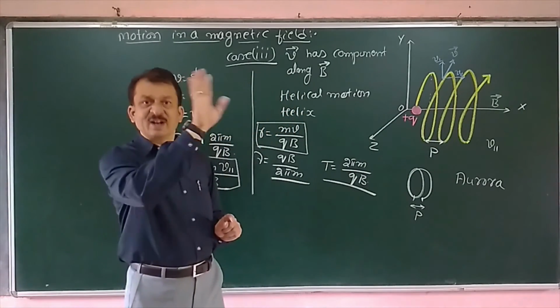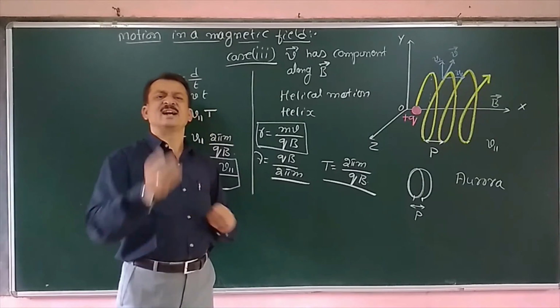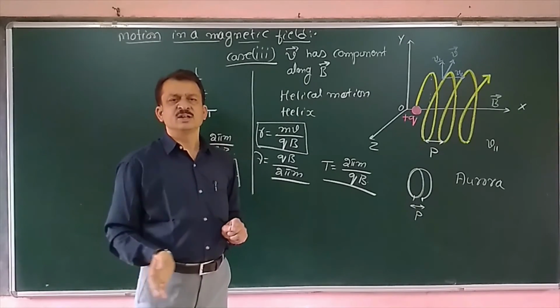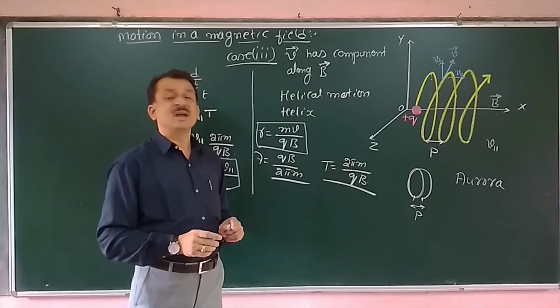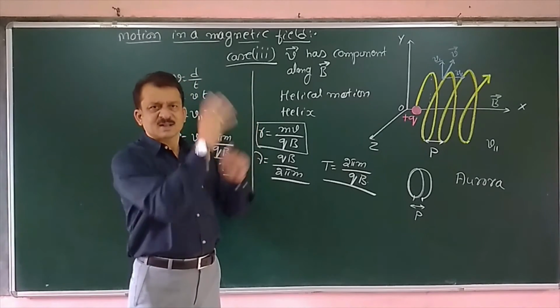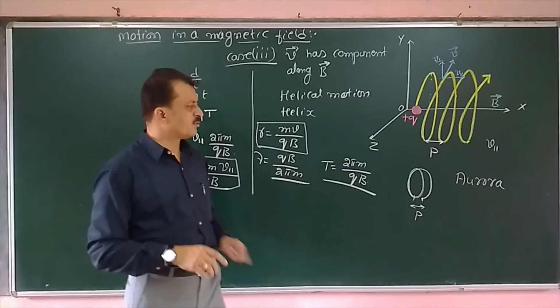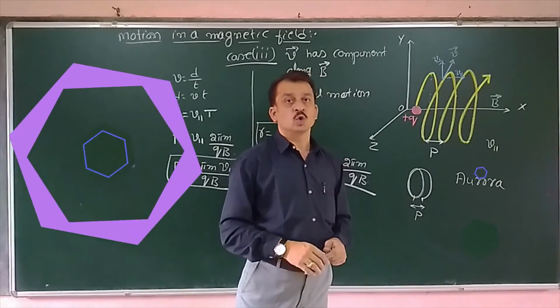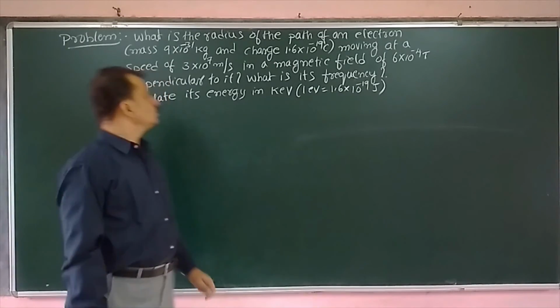Similarly, there is nitrogen also. It gets excited, and that nitrogen is going to emit pink color. Now these colors are seen in the atmosphere, and that phenomenon we call aurora. Now we'll solve one problem.